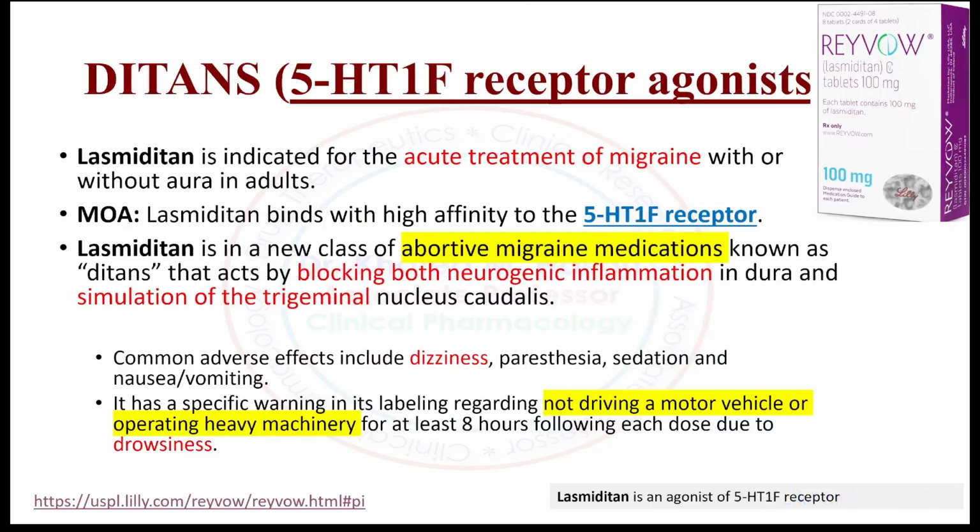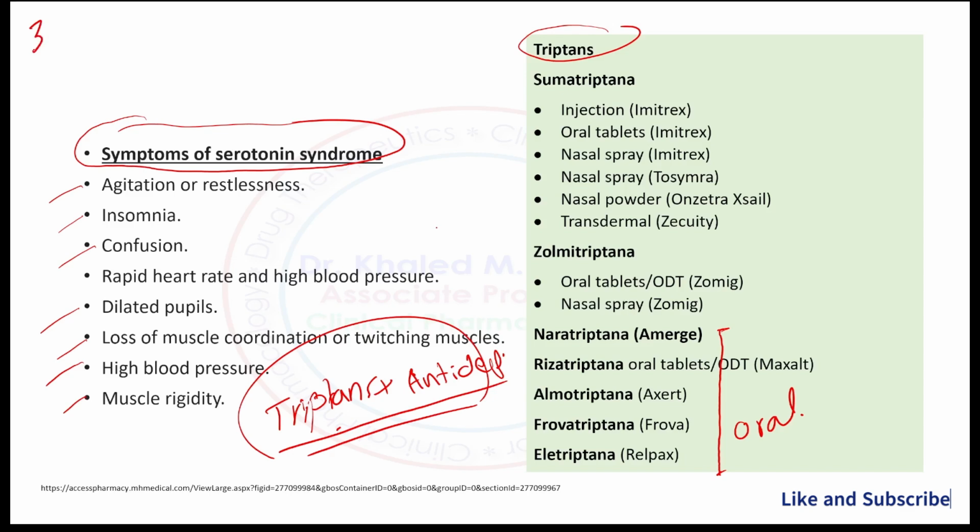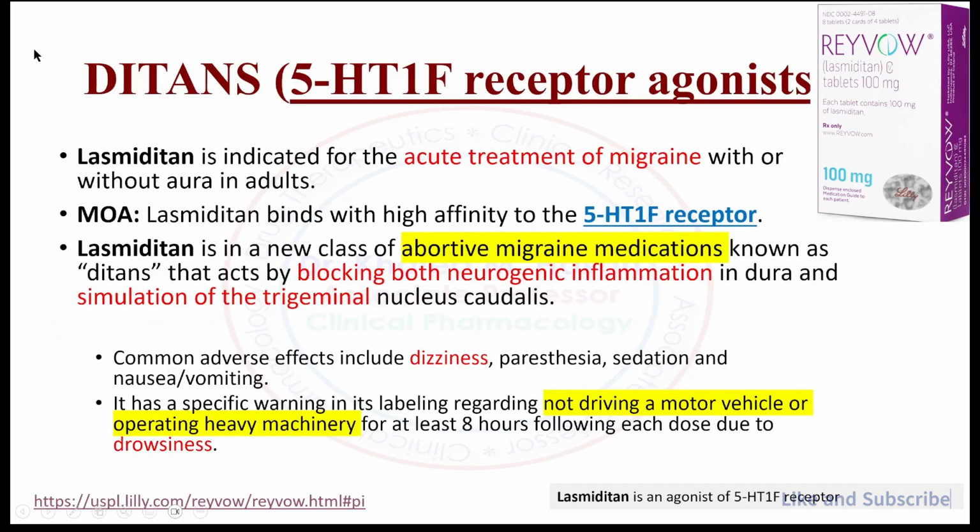Okay, and the third medication. We discussed the first medication, ergotamine, the second group, triptan, and the third one is number 3 here. We have ditan, 5-hydroxytryptamine 1F. So here we are speaking about the 1F serotonin receptor agonist. One medication, lasmiditan, Reyvow, indicated for acute treatment of migraine.